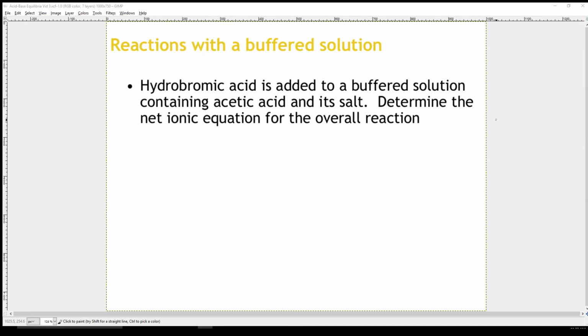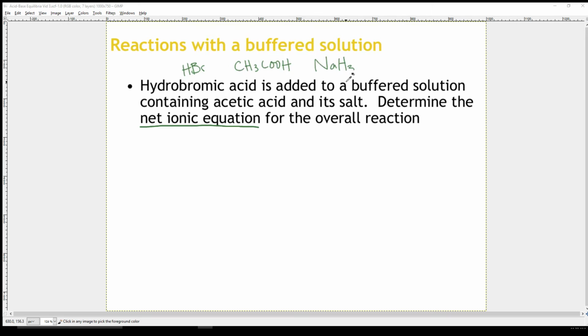So what we're going to do now is practice creating net ionic equations, which I know have been problems for people in the past, so let's try that. Hydrobromic acid, HBr, is added to a buffered solution containing acetic acid and its salt. So acetic acid would be CH3COOH, and its salt could be anything that replaces that H, something that's positive. How about sodium?